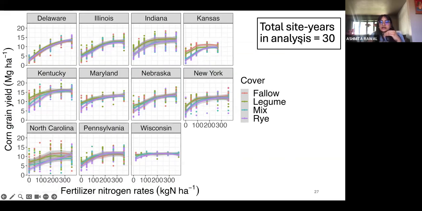So the total site years in analysis, by analysis, I mean for the optimum nitrogen rate analysis, not the previous results that I showed, is 30. So we still have all sites except, unfortunately, Vermont. So we have Maryland's first and third year data here, and Wisconsin first year. So we were able to use these to do our further analysis now.